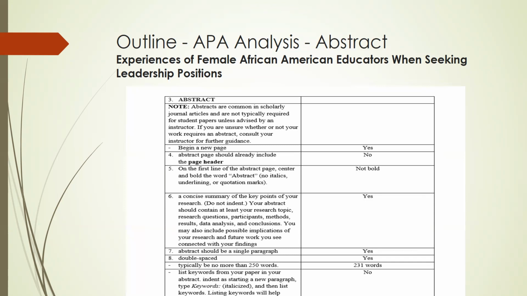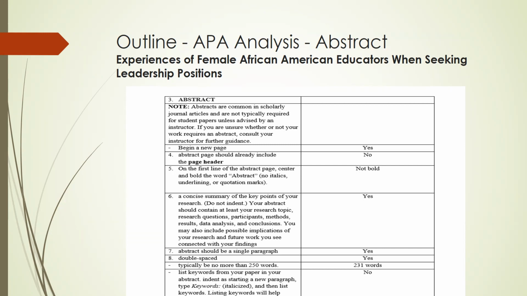Abstracts, as you know, are common in scholarly journal articles and are not typically required for student papers unless advised by an instructor. And in this case, there was an abstract, and the abstract began on a new page, which is one of the requirements. An abstract page should already include the page header, and it did not. The first line of the abstract page should be centered and bold, the word abstract. And the word abstract was centered in the center of the page, but it was not bold. So that was one area where she got a little bit of a demerit.